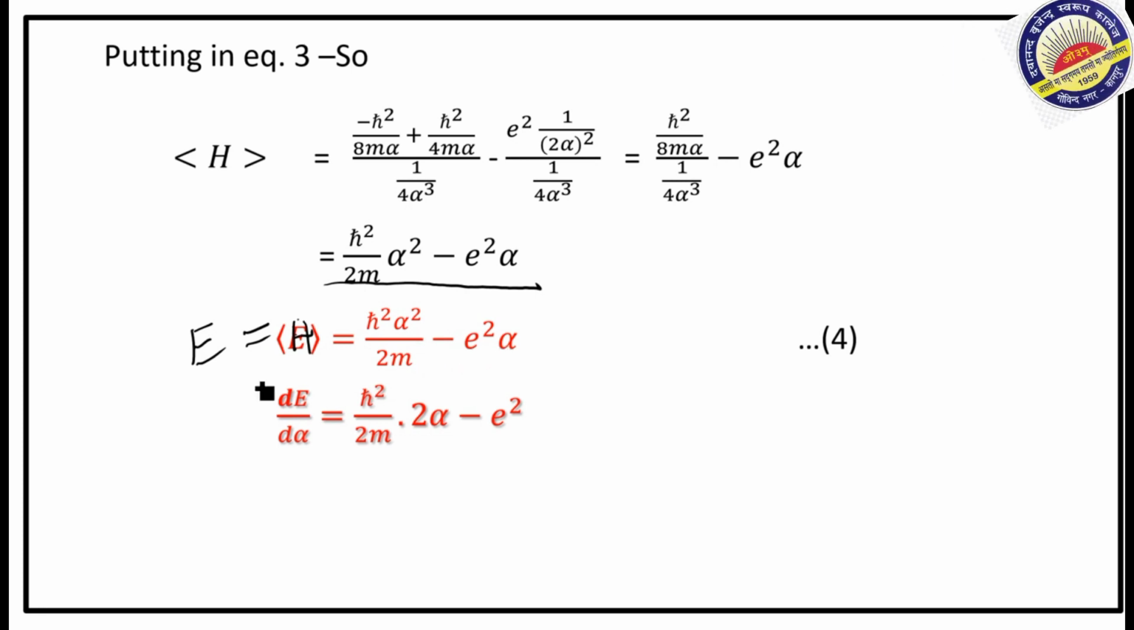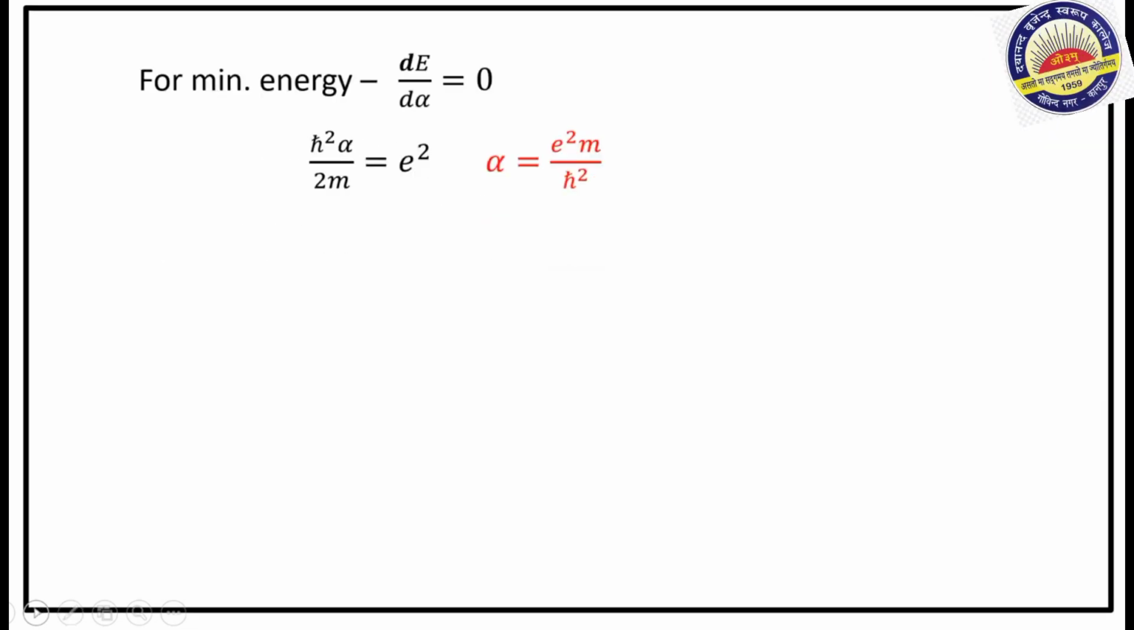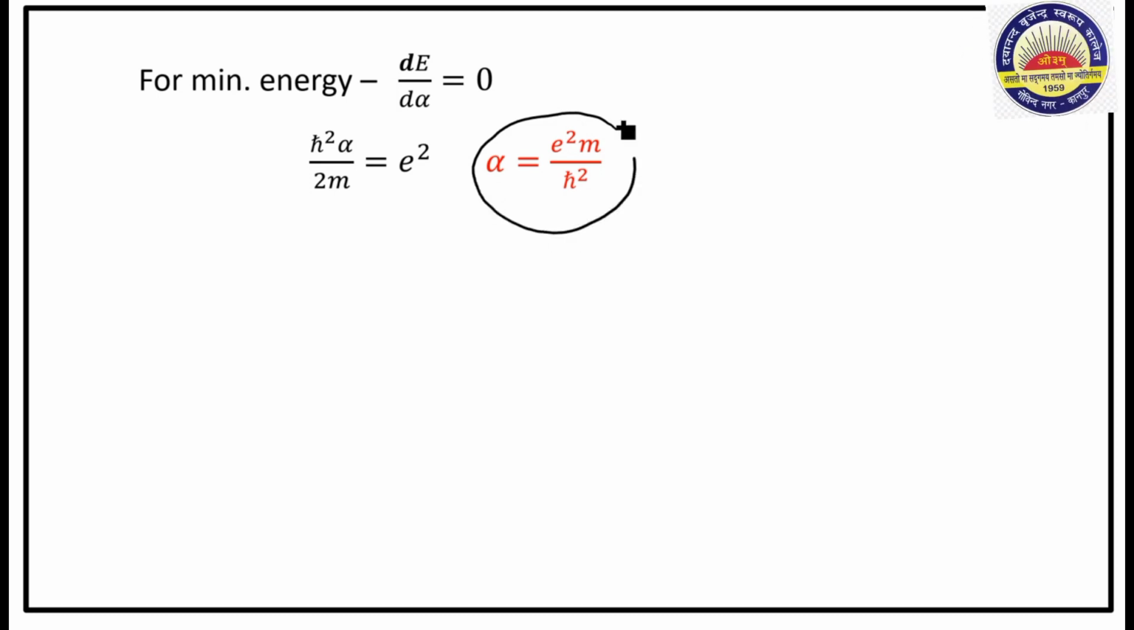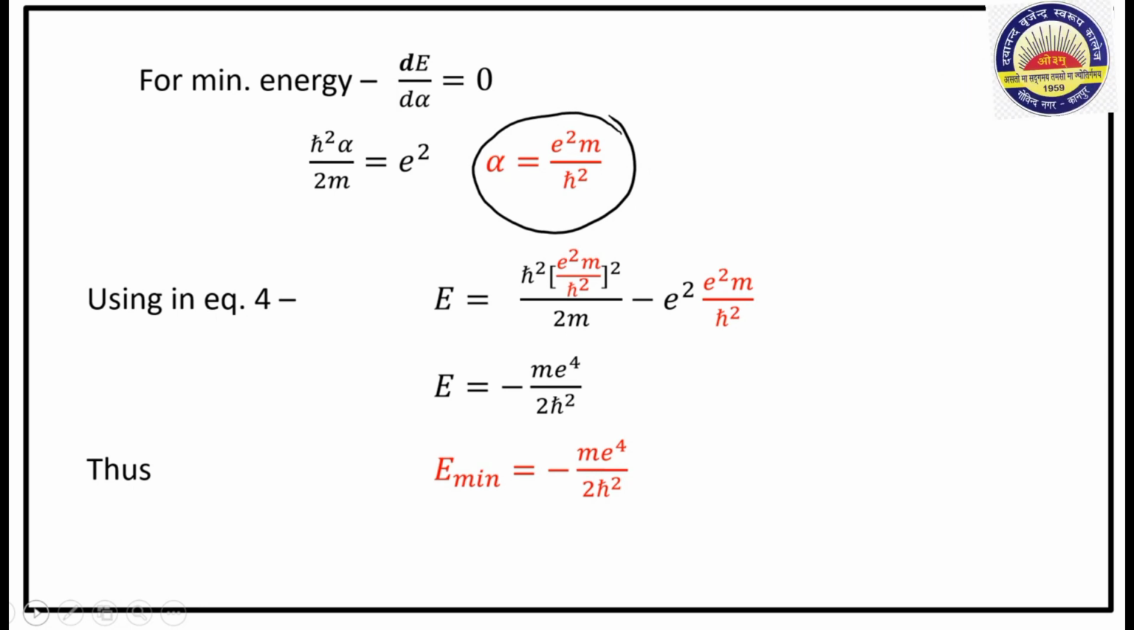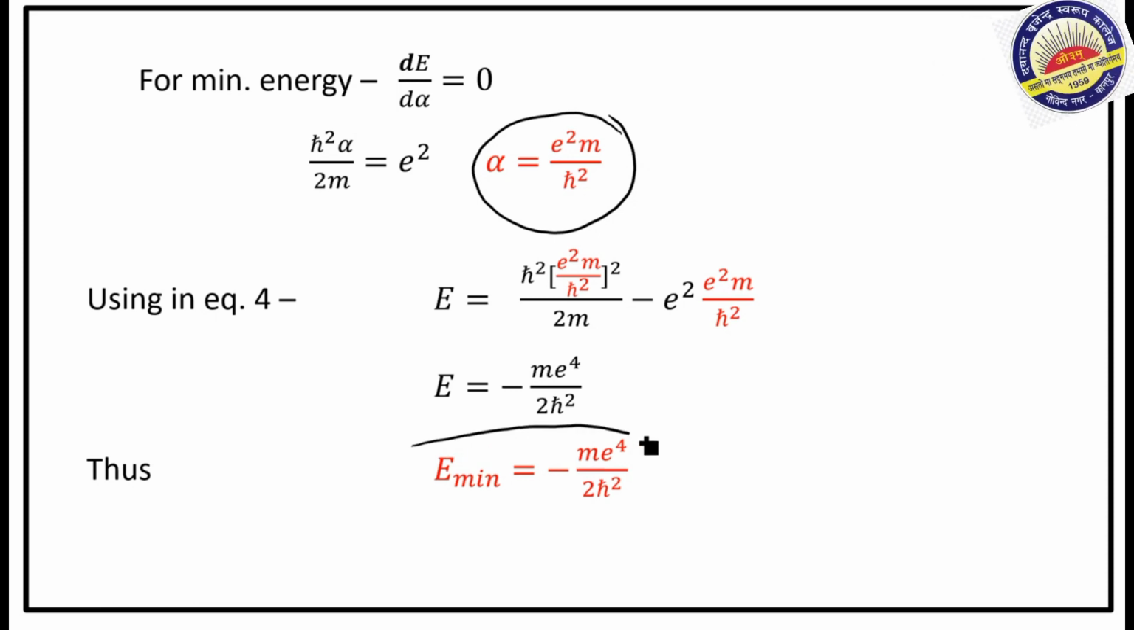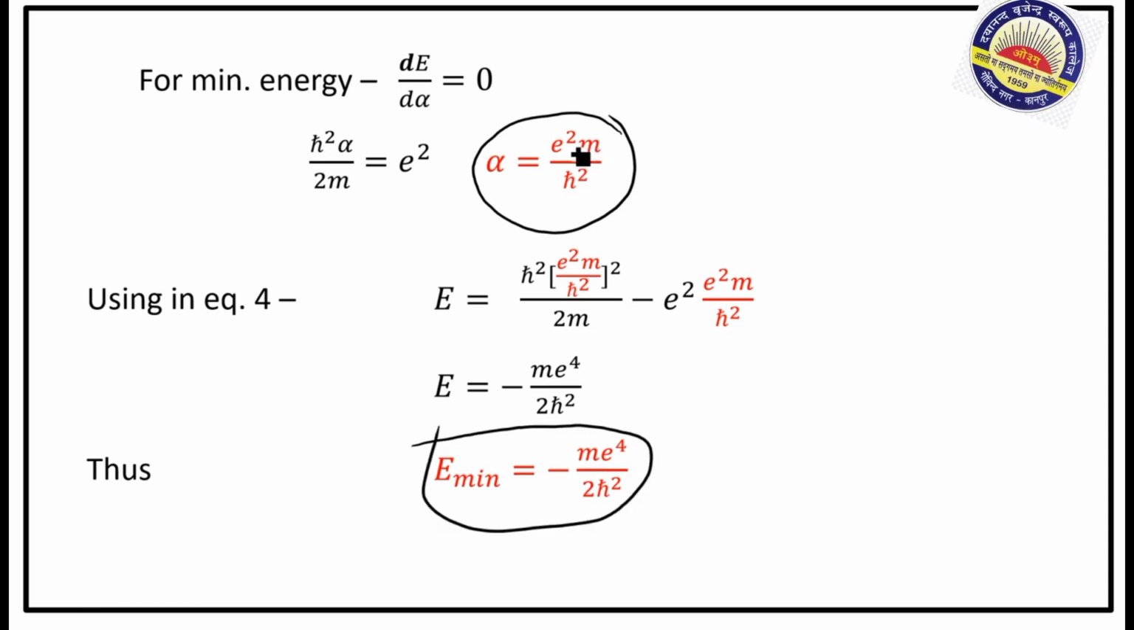Now differentiating with respect to alpha, minimize the energy using the condition of minima, dE upon d alpha equal to 0. So the value of the variational parameter alpha is e squared m upon h cut squared. Now putting this in the energy equation, you will get the minimum energy for the variational parameter, minus m e to the power 4 upon 2 h cut squared, equal to this. This is the end of my lecture.